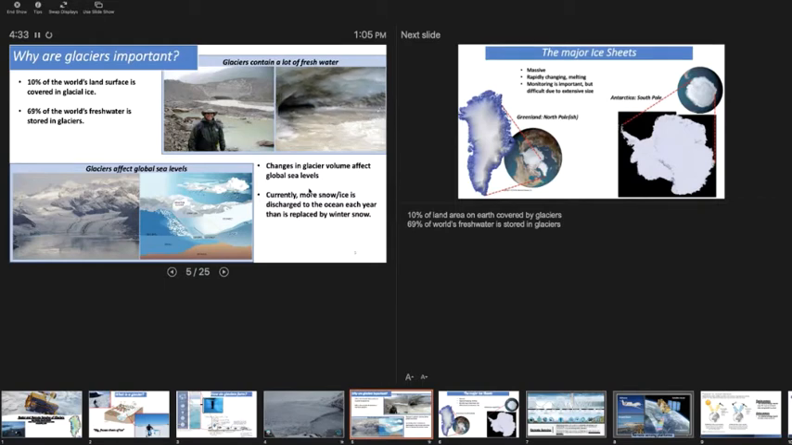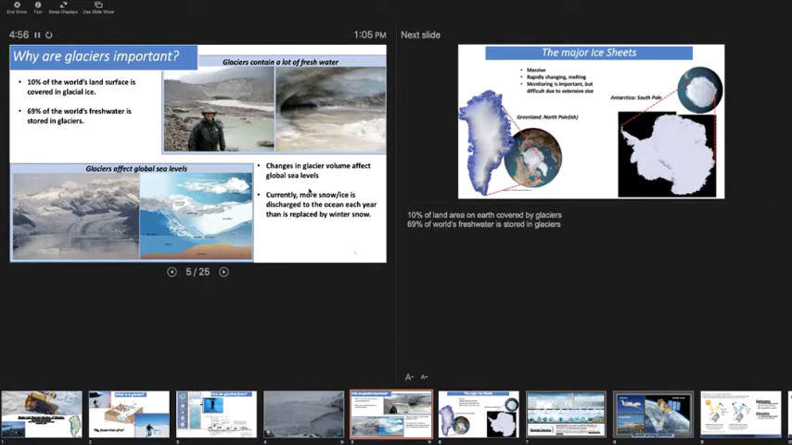Right now, we're going through a warming period where more snow and ice is being melted and evacuated into the ocean than gets replaced each winter through snowfall. And so because of that, the ice sheets are getting smaller and sea levels are going up. So how do we know that? Well, we have to actually monitor that, which is no small task.